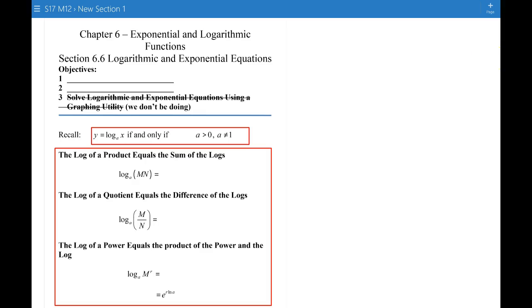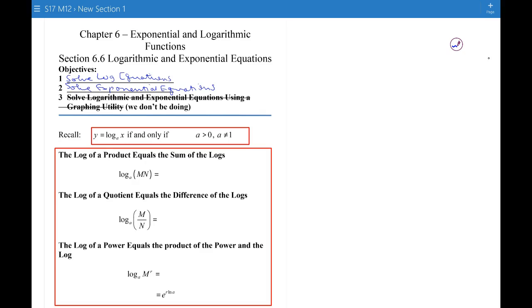So Chapter 6, Exponential and Logarithmic Functions continued, and Section 6.6 is solving logarithmic and exponential equations. The first objective is to solve logarithmic equations, and the second objective is to solve exponential equations. We did some simple ones before, but these are going to get a little bit more complex. So just some things to remember.